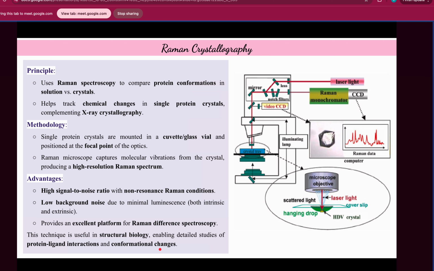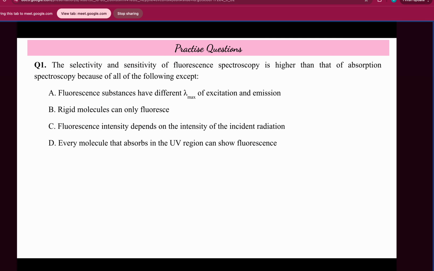The major difference is that in this case, we are studying the crystal. If protein is studied in its crystal form, that's why it is called Raman crystallography. It helps to track the chemical changes in the single protein crystal, which complements the X-ray crystallography. Yeah, so these are the advancements of Raman spectroscopy, microscopy, as well as crystallography. Now we will quickly move to the practice questions.